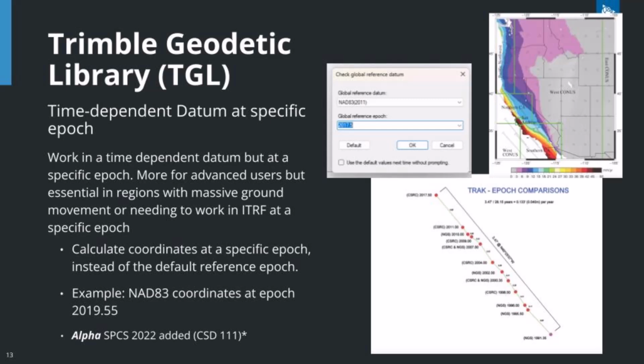Next up is the time-dependent datum library, at specific epochs. So when you work on a time-dependent datum, but at a specific epoch, more for advanced users, but it's essential in regions with massive ground movement or needing to work in ITRF at a specific epoch. So you can now calculate coordinates at a specific epoch instead of the default reference epoch. As you can see in this example, you can now change it to the desired epoch for your work that you need to complete.